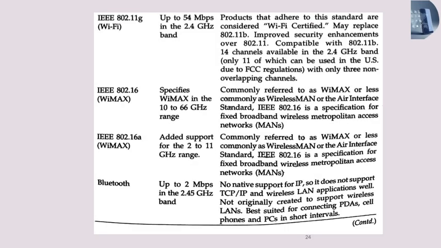802.11g provides up to 54 Mbps in the 2.4 GHz band, that is the data rate here for 802.11g. Products that adhere to this standard are also considered Wi-Fi certified. May replace 802.11b, with improved security enhancements over 802.11. Compatible with 802.11b, 14 channels available in the 2.4 GHz band, and only 11 of which can be used in the US due to FCC regulations, with only 3 non-overlapping channels.